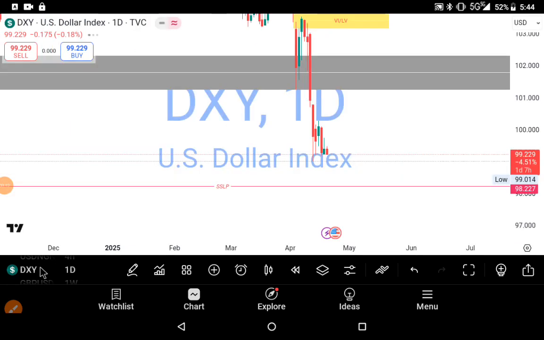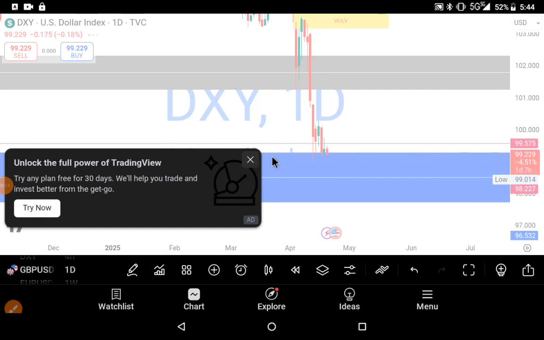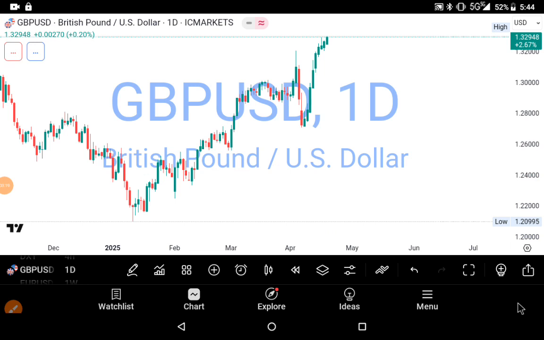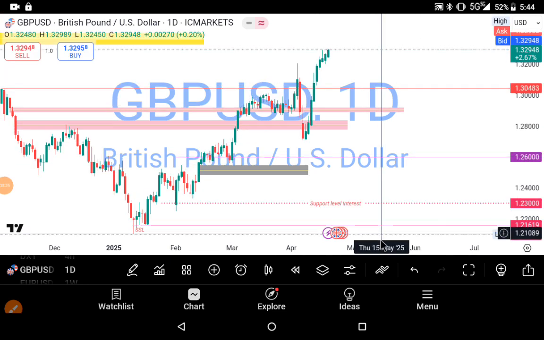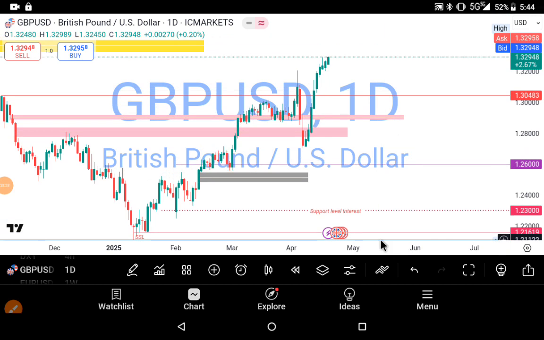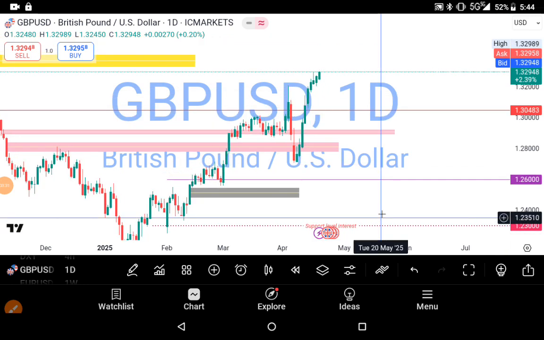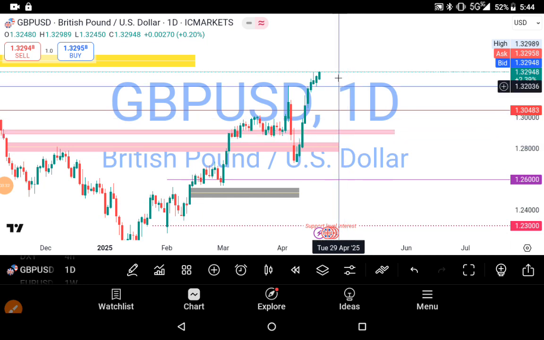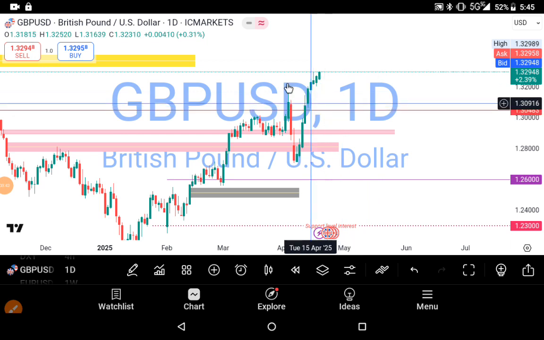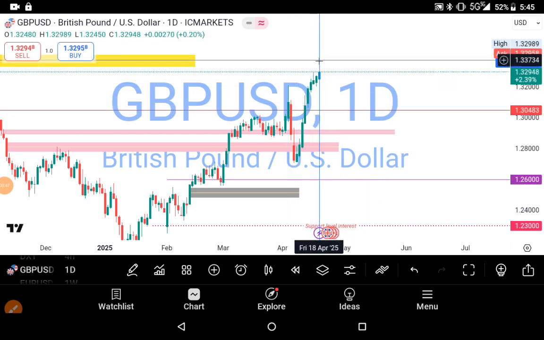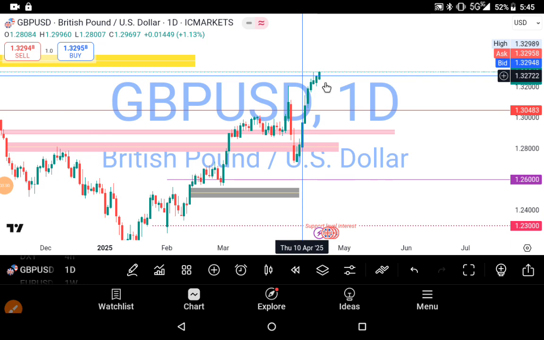to our cable, which is the GBP USD. Last week on GBP USD, I was interested in whether the market price could gravitate into 1.33 thousand. As long as the market price stays above 1.29 thousand, you should be able to see 1.33 thousand. And the market price was short of 1.33 thousand a little.